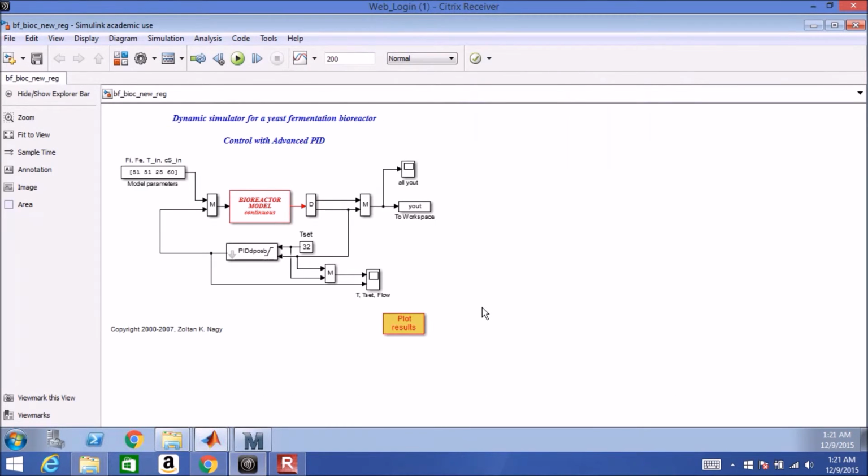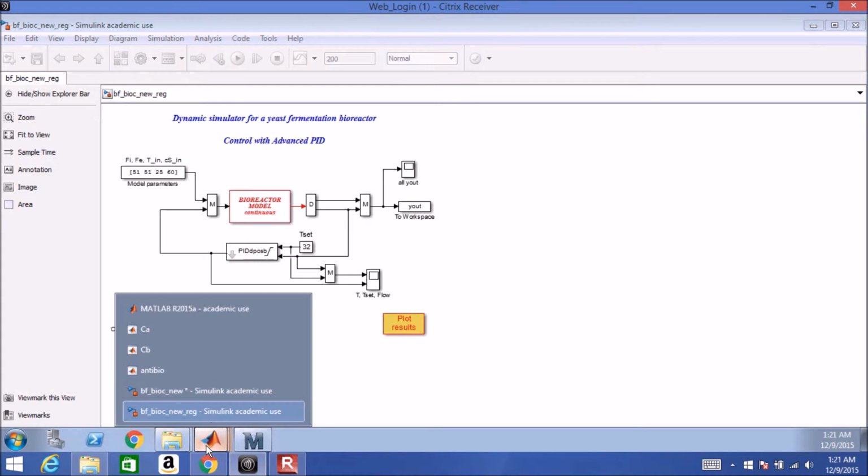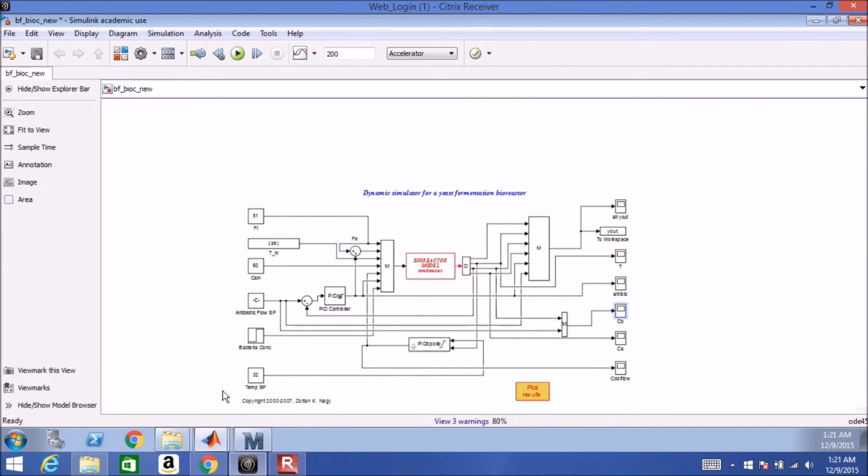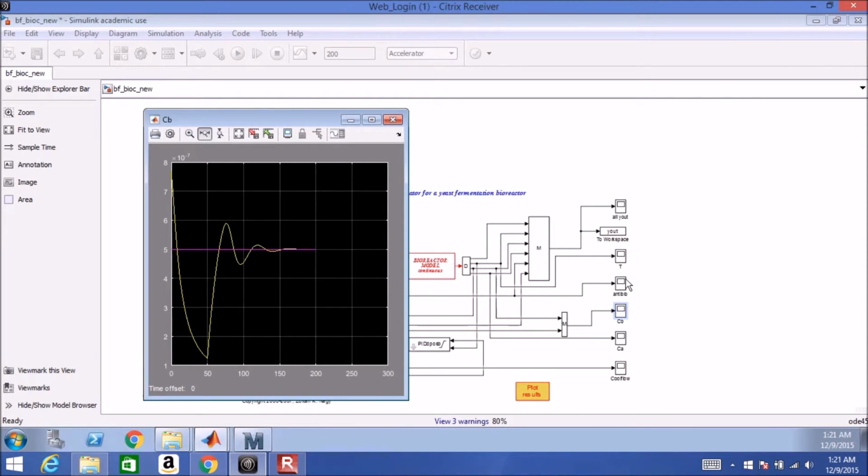Here's the original Simulink model that we adapted our model from. In this model, they had a PID controller here that controlled the cooling water flow rate to the bioreactor to keep that bioreactor at the optimal temperature. We thought we could make this model just a little bit more robust by adding in a PID controller that would control antibiotic flow rate to the bioreactor in order to keep the concentration of bacteria in the reactor below a certain threshold limit. So I've already run the simulation here.